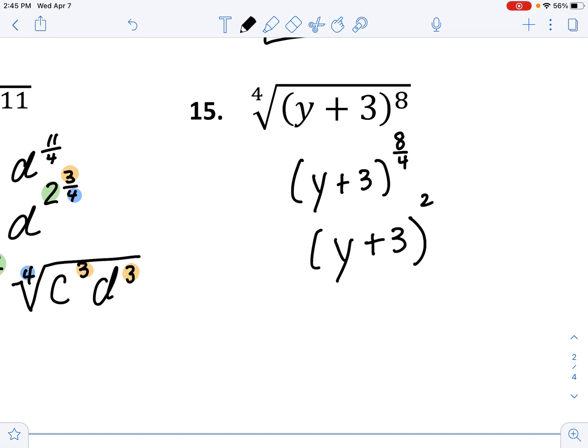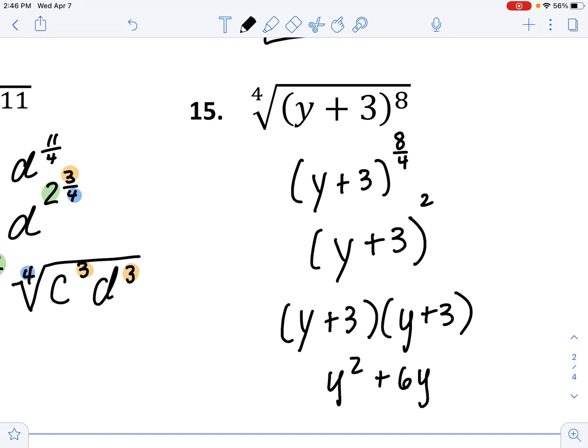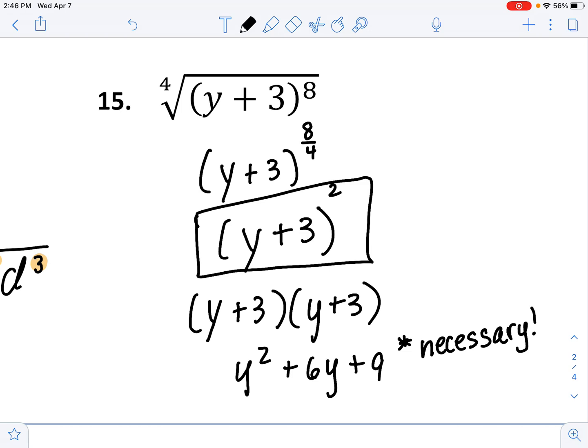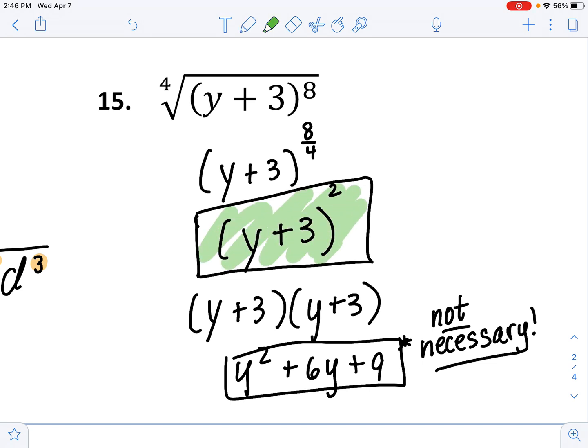If you just are like, no, I can't do that, I don't like that, then you could distribute it and get the trinomial or the quadratic trinomial y squared plus 6y plus 9. But this is not necessary, okay? You can just leave it as y plus 3, the binomial squared. All right. Oh, not necessary to do this. So the answer I'm highlighting right now is fine, the binomial y plus 3 squared.